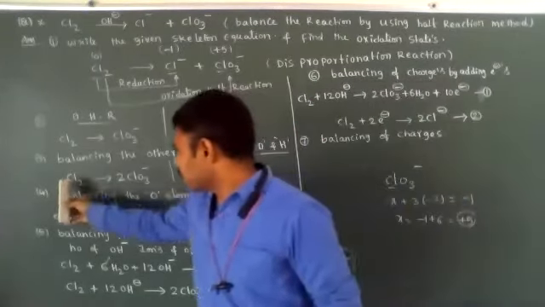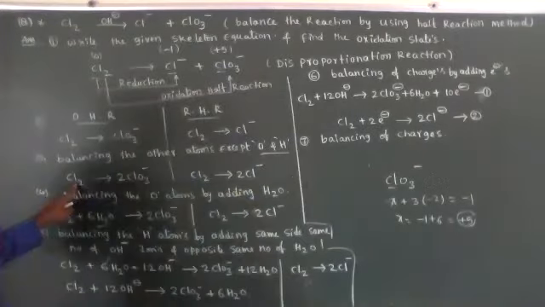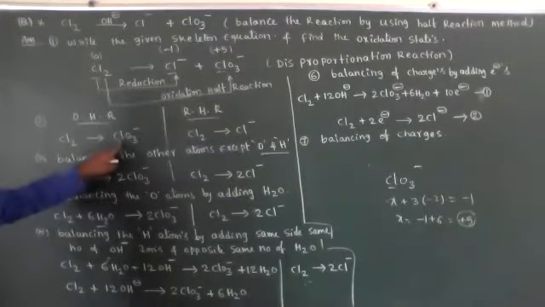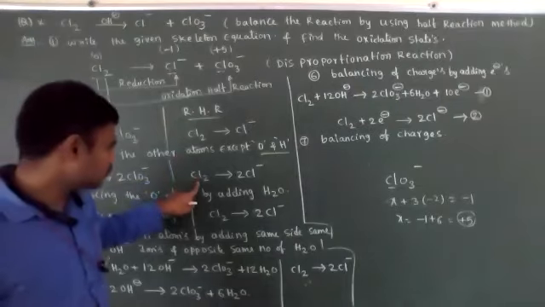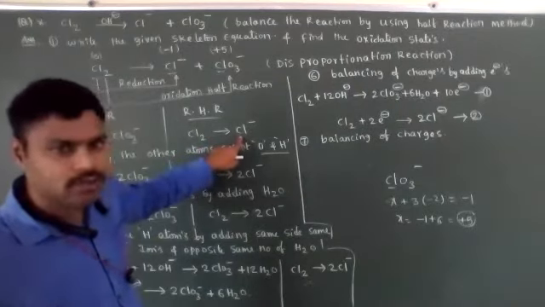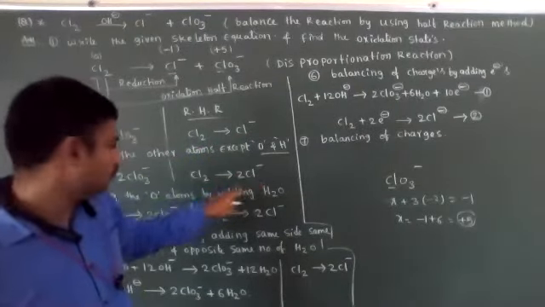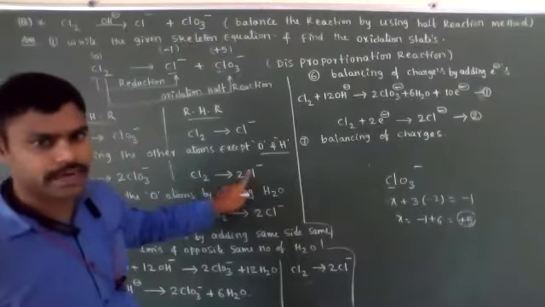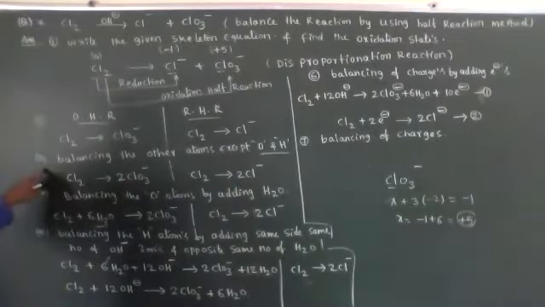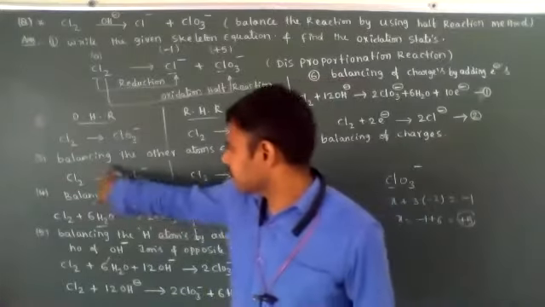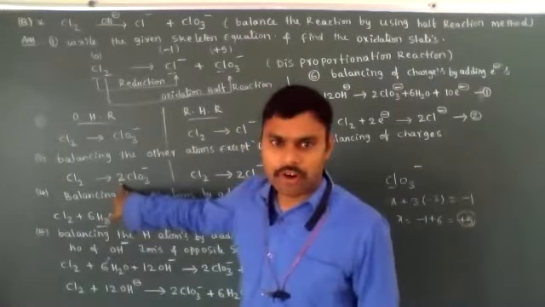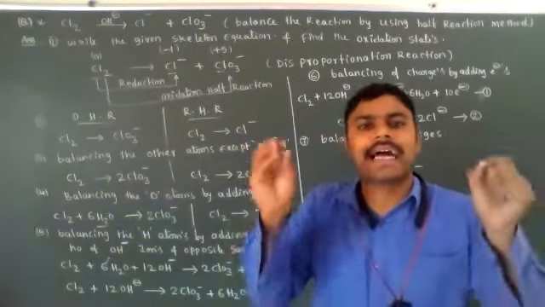Here, on the left side two chlorine atoms are present. Cl2 means 2, but here only one is present. That's why I multiply this with 2, meaning Cl2 is converted into 2ClO3 minus. Now the chlorine atoms are balanced. Now for this Cl2, here only Cl minus is present, that's why 2Cl minus. Now here 2 chlorine atoms, and here also 2 chlorine atoms are present. Now the chlorine atoms are balanced in the third step. So in the third step, we have to balance the other atoms.